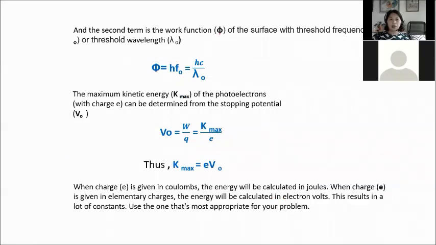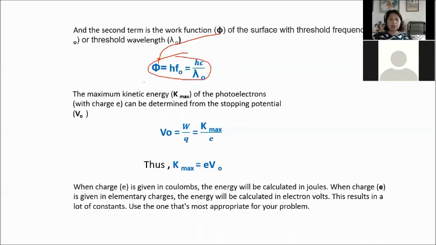And the second term, itong PHI, or the work function, is given as H times F sub O, or Planck's constant multiplied by threshold frequency. And in terms of threshold wavelength, the work function is also equal to Hc over lambda sub O, or threshold wavelength.